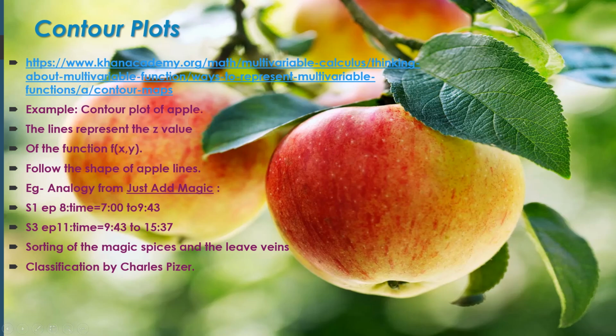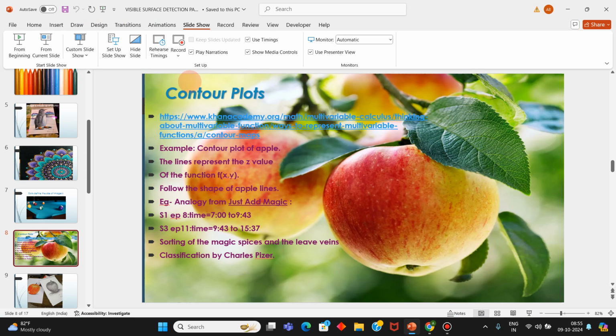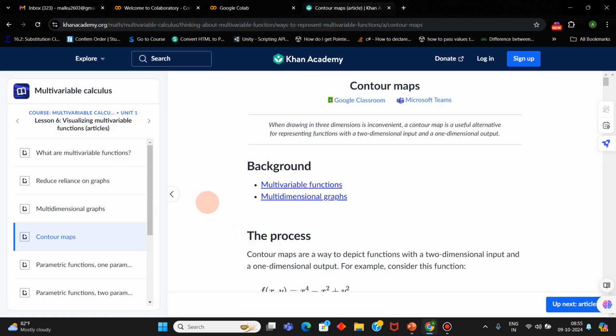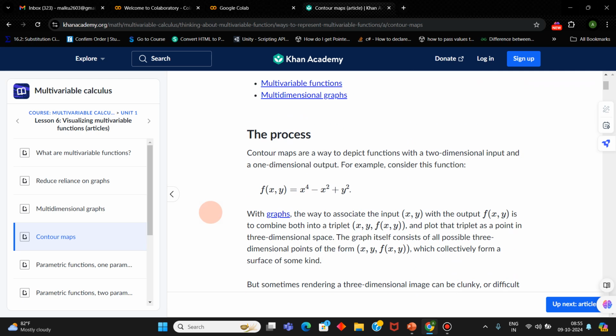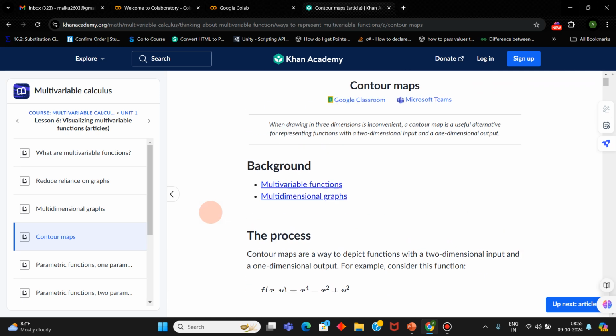This is an article taken from Khan Academy, from the course Multivariable Calculus. You can access this blog from Multivariable Calculus of Khan Academy, Unit 1, where articles on visualization of multivariable functions are written. In that, see contour maps. I'm going to give the link in the description box as well, so you can access it from there as well.